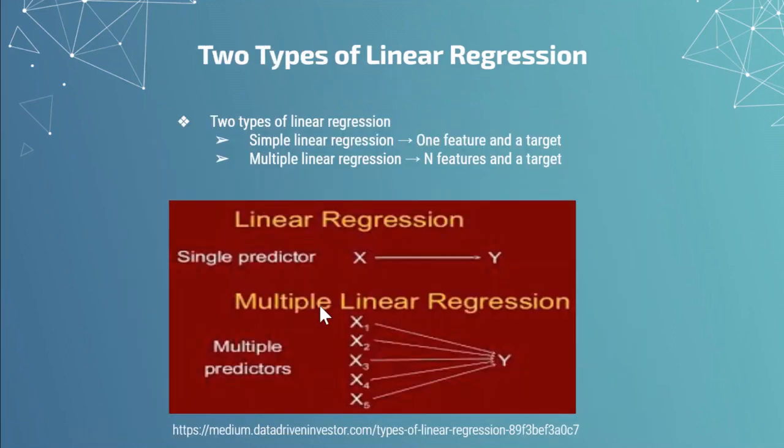And now I want to cover the two main types of linear regression. This is going to be especially important when we're doing the Python implementation, to keep in mind what this entire idea of linear regression is. The two types of linear regression are simple linear regression and multiple linear regression. Simple linear regression deals with one feature and a target, and multiple linear regression deals with n number of features and a target. So let's actually start from the basics.